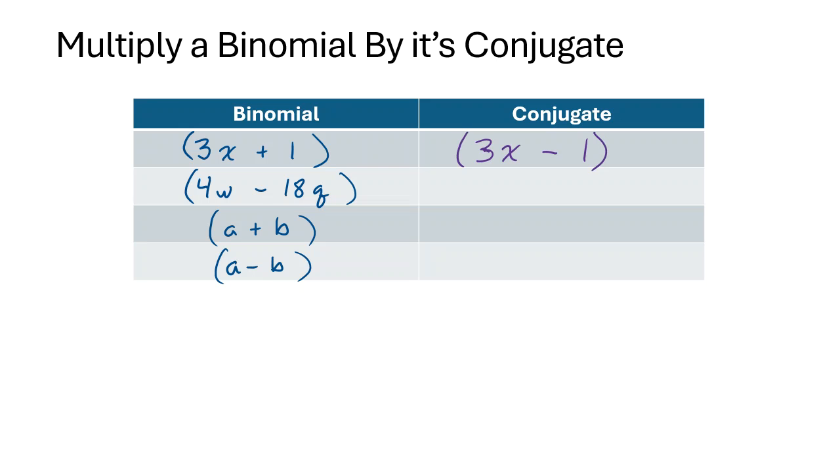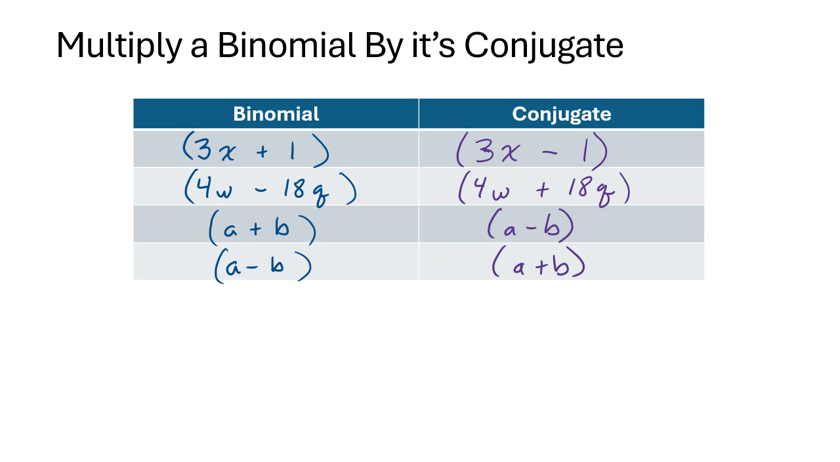Next problem, so 4w minus 18q. What's the conjugate? First term's the same, second term's the same, and I'm going to switch the sign. So the sign was a minus here, I'm going to switch that to a plus. All right, so what's the conjugate of a plus b? Yep, a minus b. And what's the conjugate of a minus b? Yeah, it's a plus b.